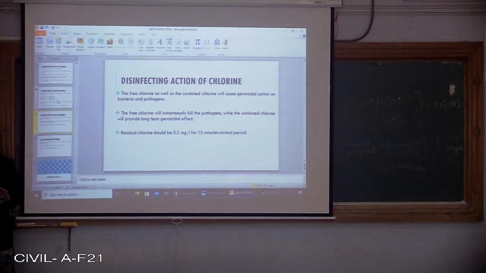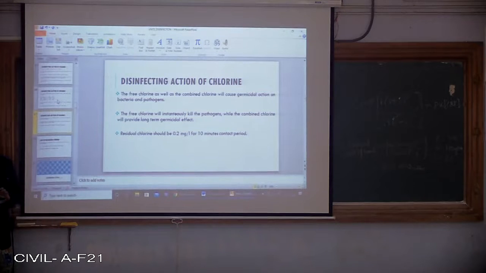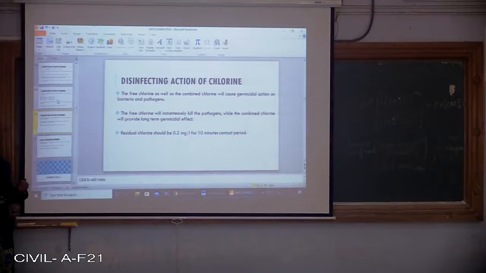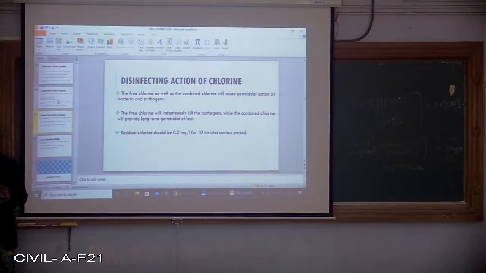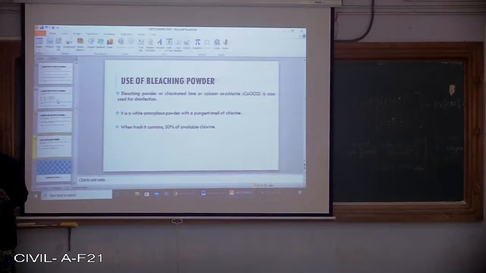The residual chlorine should be 0.2 mg per liter for a 10 minute contact period. So whenever chlorination is done for a 10 minute contact period, the residual chlorine present in the water should be only 0.2 mg per liter.